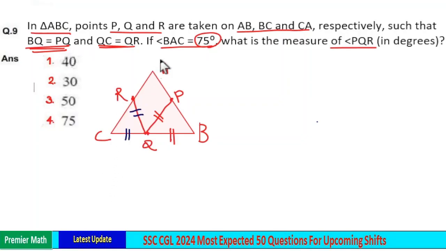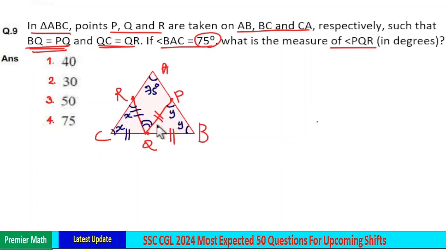So these two sides are equal. Now angle BAC is 75 degrees. So we have to find the angle PQR, this angle. Now here in triangle ABC, this is 75. I'll take this angle as X and this angle as Y. Now if this is X, this is also X. And if this is Y, this is also Y.